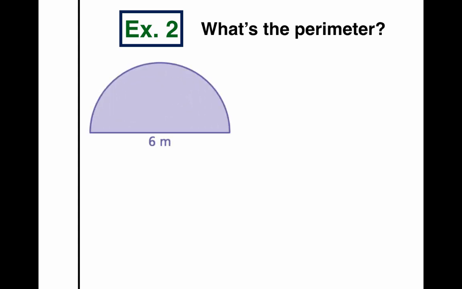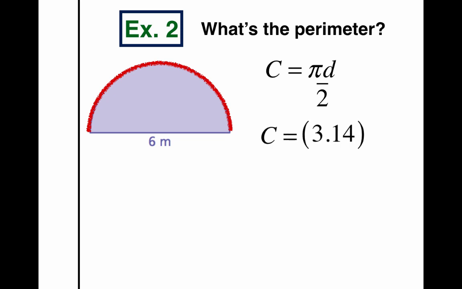Why don't we try a problem with a semicircle now? So what's the perimeter of this semicircle that measures 6 meters across? Okay, let's go through the steps. Well, first off, we know that it's half of a circle, so we're going to use pi times d, but we're going to divide it by 2. Then we're going to replace that d with whatever the number for diameter is. Now pi is 3.14, but what's d? What's the diameter? Well, it's 6, and then we're going to divide by 2.